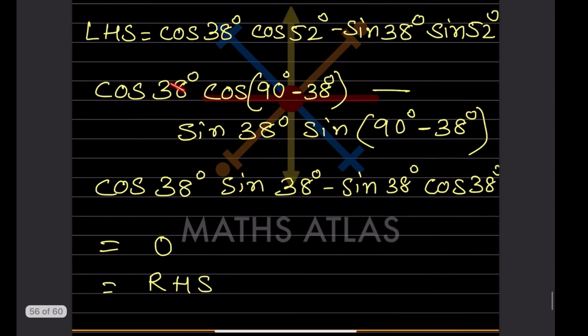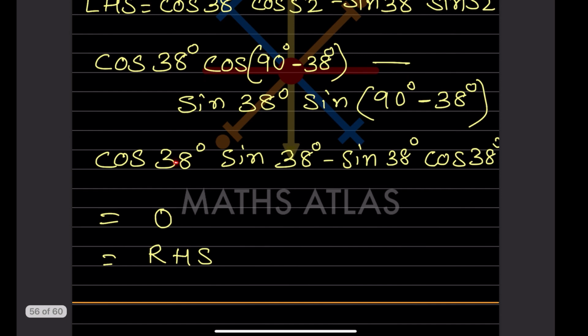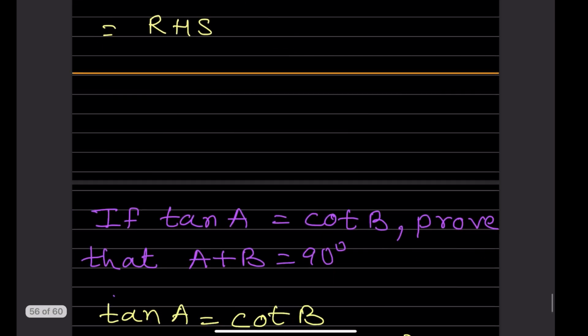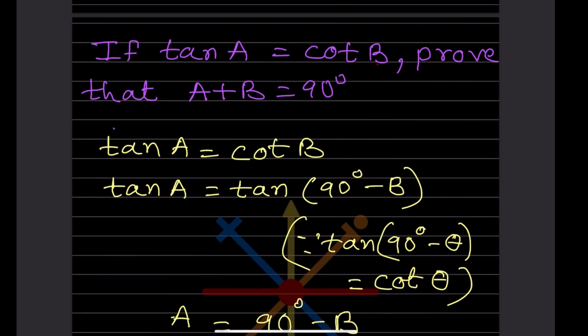Now see when we are writing here, this will be as it is, but cos(90 minus theta) means sin theta. This is theta, that will be 38. Then this one, sin(90 minus theta), this is theta, that is 38, so that is going to be cos theta. So that is here cos 38. So now we have cos 38 sin 38, and again here minus cos 38 sin 38. Both are the same, so we can cancel out this one. So the answer is 0, which is the RHS. Can you see here the RHS is 0. So that is proved.